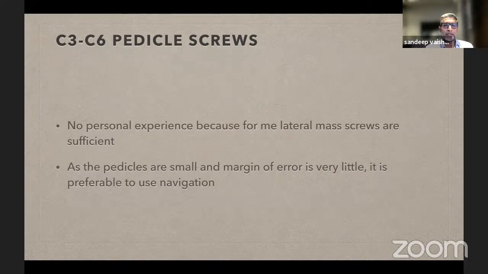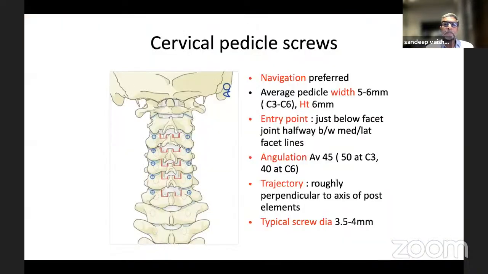C3 to C6 pedicle screws, as Yousuf mentioned, can carry a significant risk, but there are several surgeons who routinely do that and it can be done. As the pedicles are small and the margin of error is very little, it is preferable to use navigation. Average width of the pedicle is 5 to 6 millimeters, height is about 6 millimeters. The entry point is just below the facet joint, halfway between the medial and lateral facet lines.